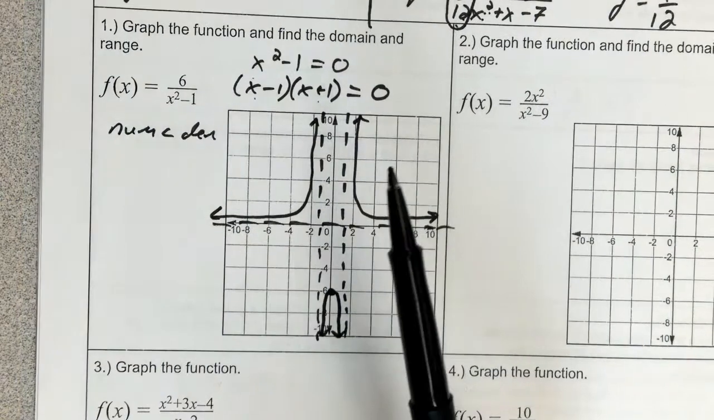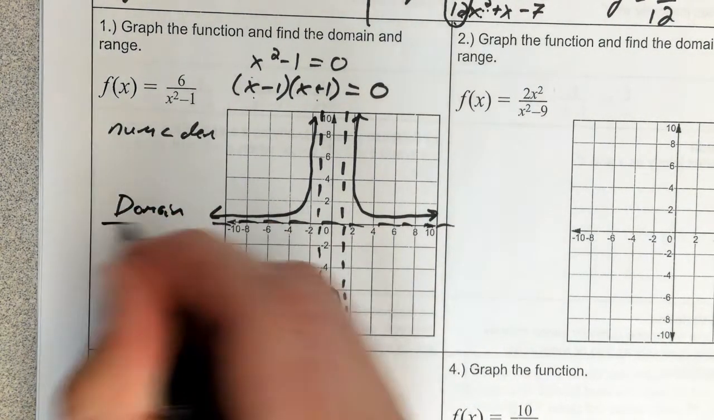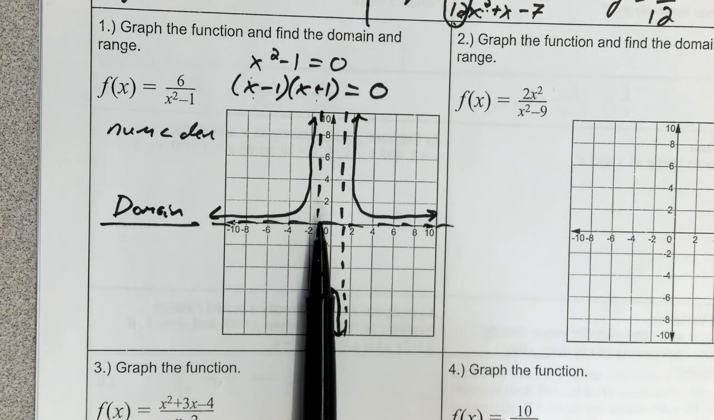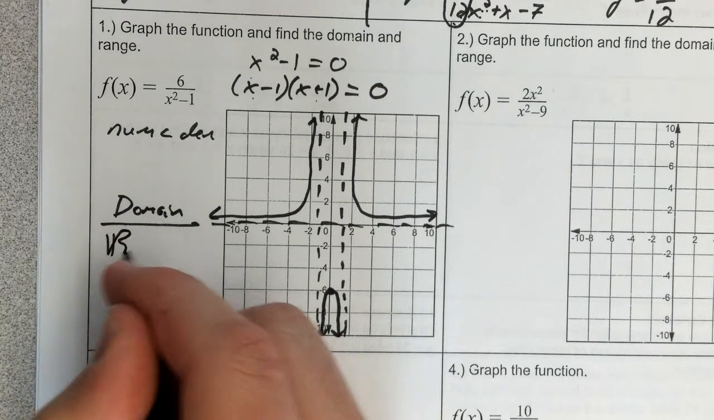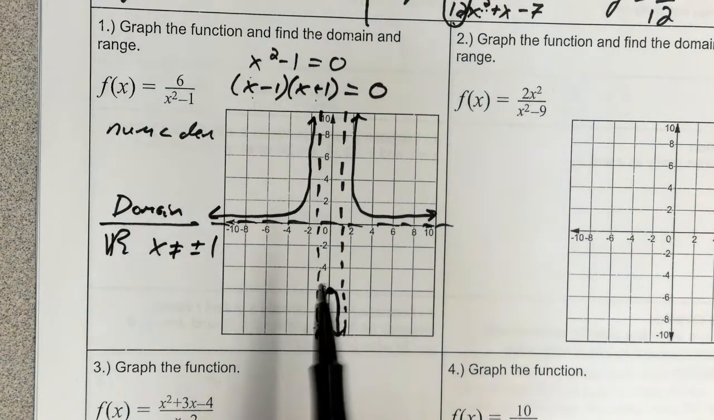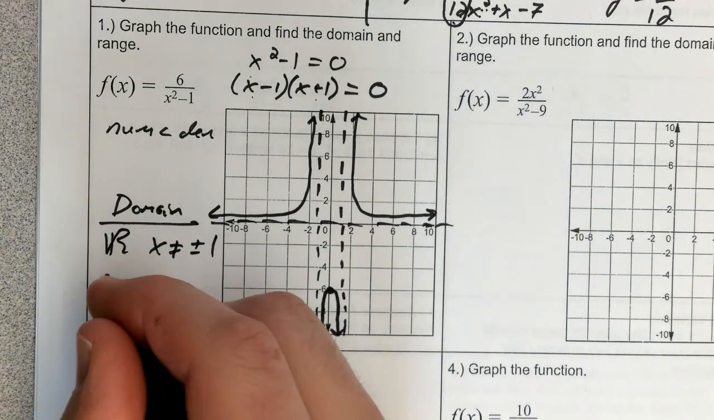The domain is all the x values covered by the graph. So let's look at the domain, and then we'll look at the range. The domain: all x values are covered by the graph except for -1 and +1. All right, so the domain is all real numbers except x can't be plus or minus 1. You could write x can't be 1, comma, -1. Either way is fine.